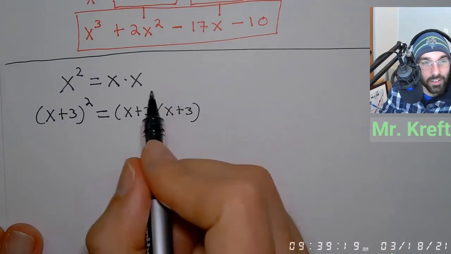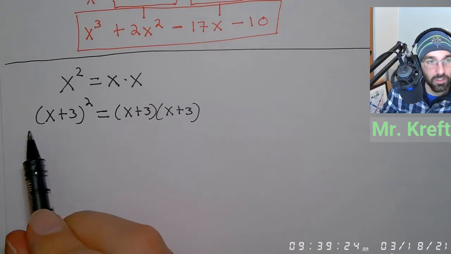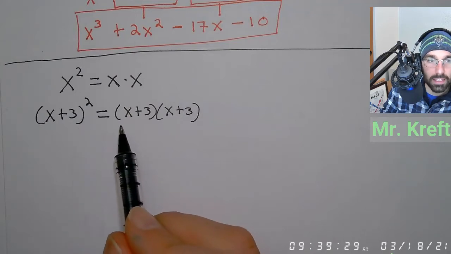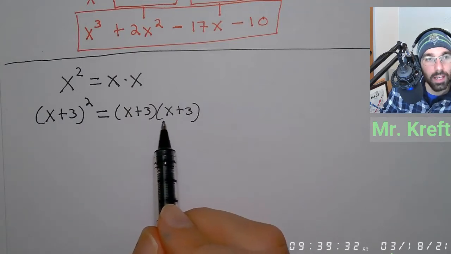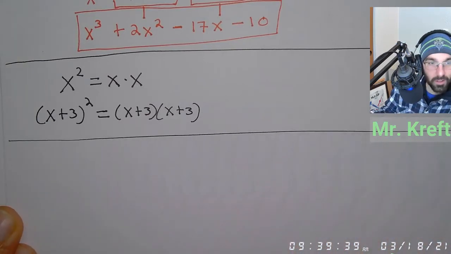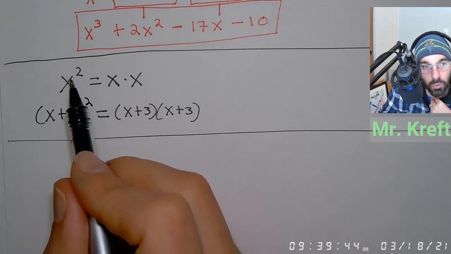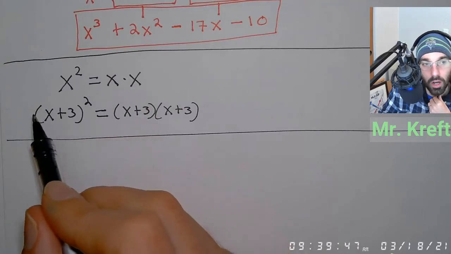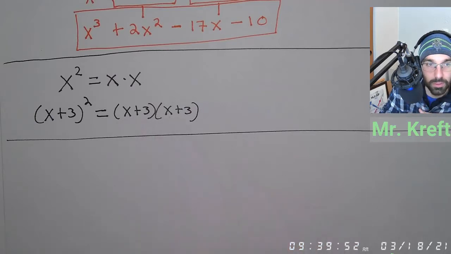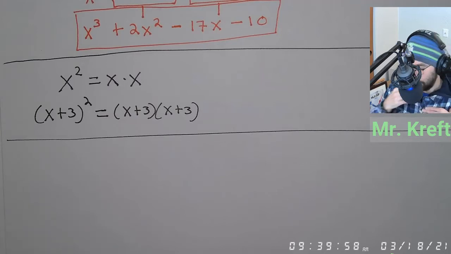Like that. And didn't we learn how to multiply these? So this is just a different type of multiplication. So if we have the quantity of x plus 3 squared, that's the same thing as x plus 3 times x plus 3. Okay, so this is just notation, right? So if x squared equals x times x, then the quantity of x plus 3 squared equals the quantity of x plus 3 times the quantity of x plus 3. Okay, that's what squared means. It means something times itself.